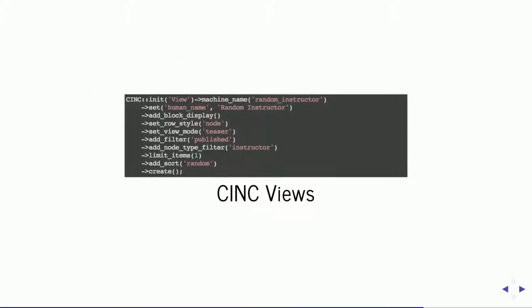So the way sync does this is it just abstracts all of that away. And this is how you create a view in sync. If you want to add a block display, you have these helper functions like add block display. And it creates that configuration, that full complexity of configuration in the background, but you don't have to know how that works to use it. If you want to add a publish filter, you just say add filter published.